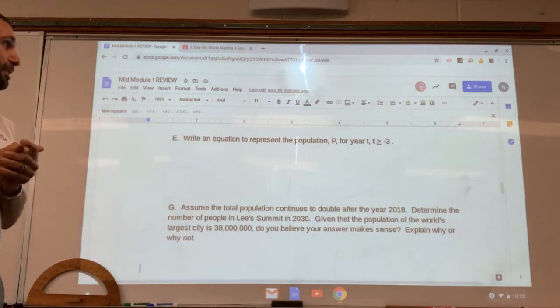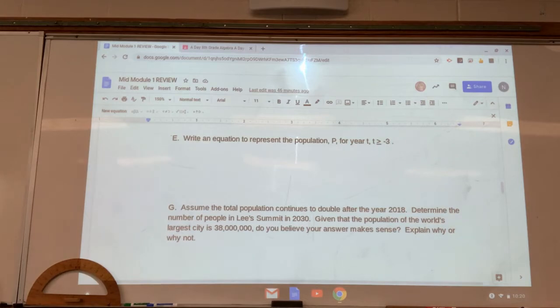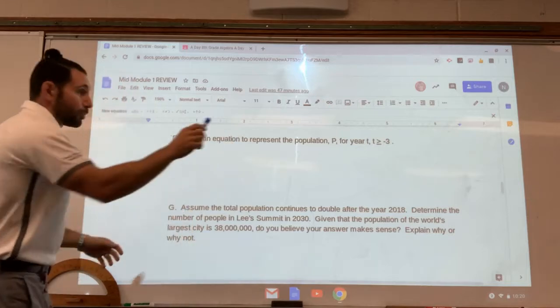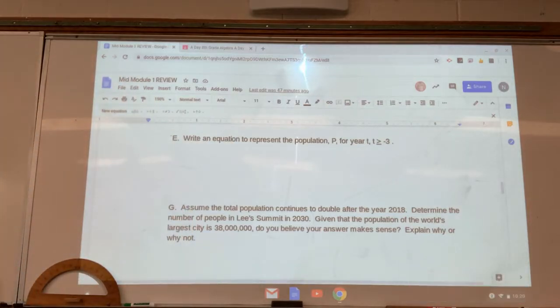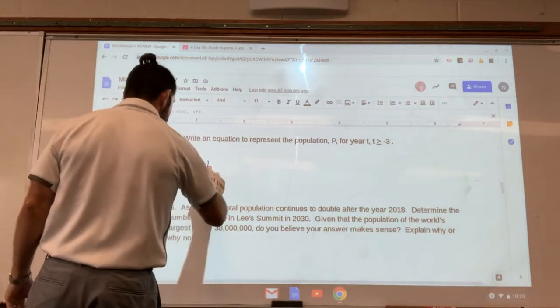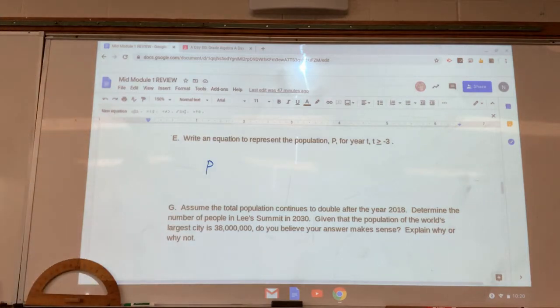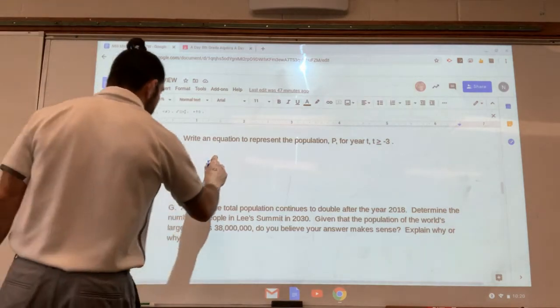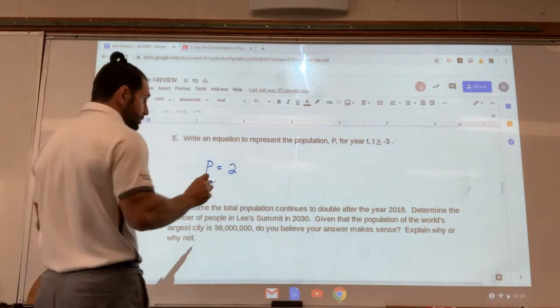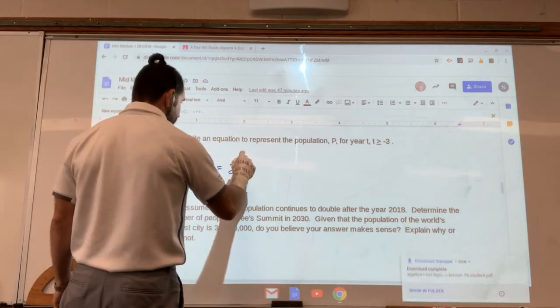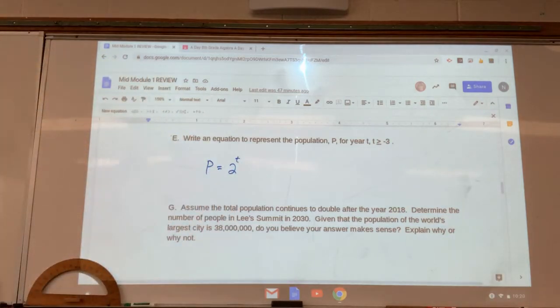Write an equation to represent the population P for year T, which is greater than or equal to -3. So, don't worry about that. We know that P is the population. This is what we're getting. P is going to equal something. Well, what are we doing? We're multiplying each year by whatever year it is. So we're taking 2 to the T: to the first, to the second. That's how we're going to get all of these. This is the equation to represent the number of users, or the population, in this.